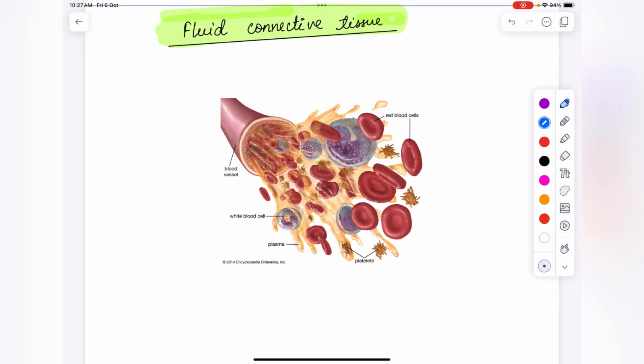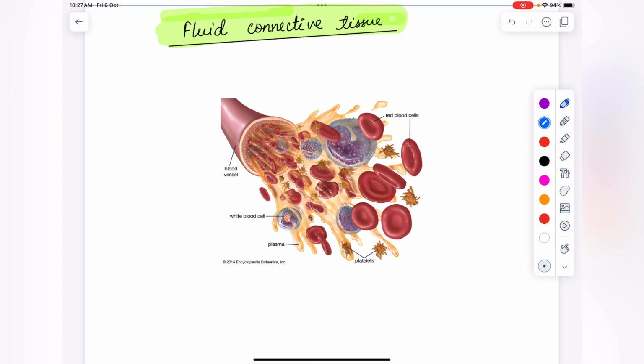Today in this video I'm going to start fluid connective tissue. In the previous video I have explained about connective tissue proper, and supportive connective tissue I have already discussed, and in this I'll start with the fluid connective tissue.